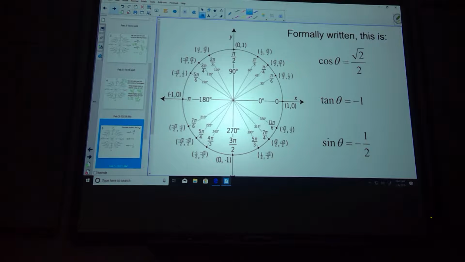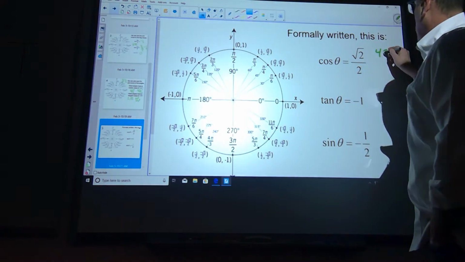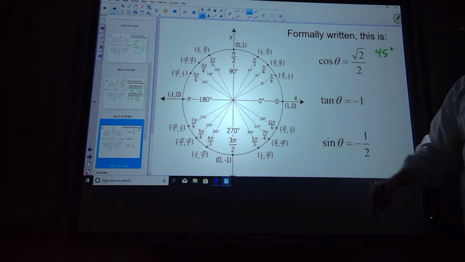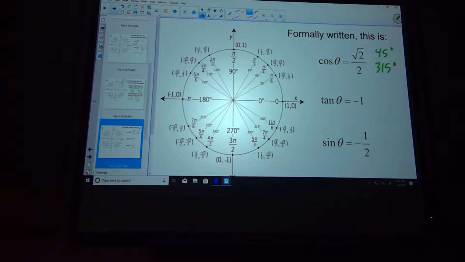What angle has cosine being root 2 over 2? 45 degrees. And why is there a second angle? Because the negatives cancel out. So, all students take calculus. Down here in quadrant 4, we have another 45, so 315 degrees is my other location where cosine is positive. Quadrant 1 and quadrant 4. So there are two answers here.